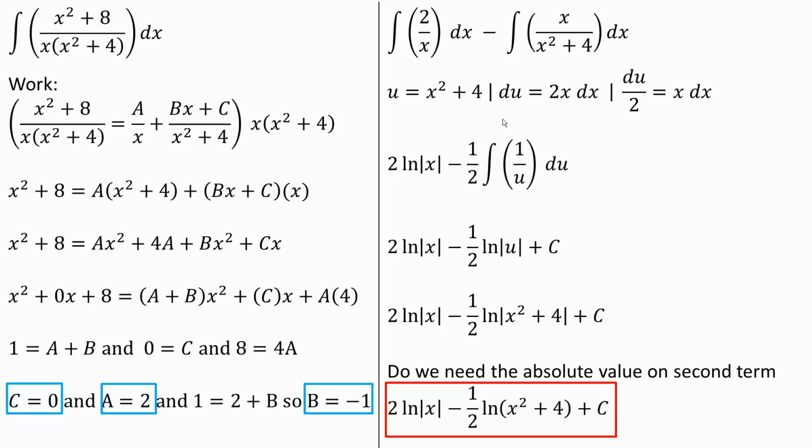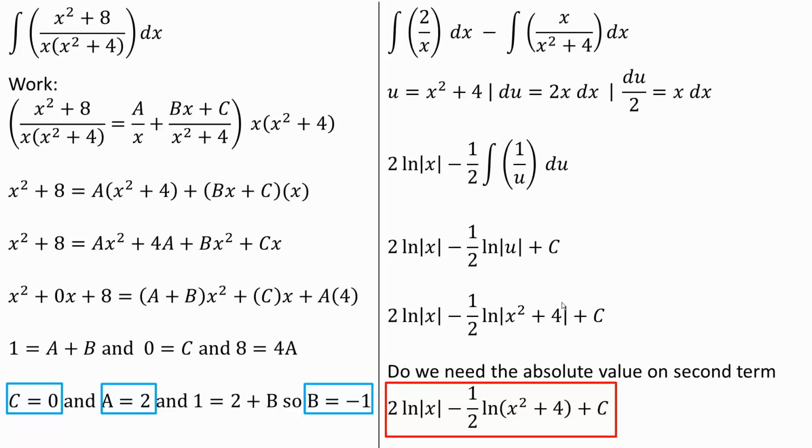And then this piece we would get -1/2 the integral of 1 divided by u because we replace x squared plus 4 with u. And taking the integral of this is very easy. It's going to be -1/2 ln absolute value of u plus C. Finally, we can swap u with what we said u is equal to, which is x squared plus 4. And so this is what we get.